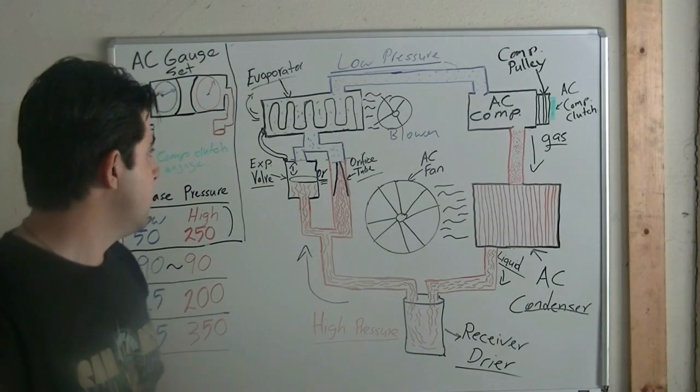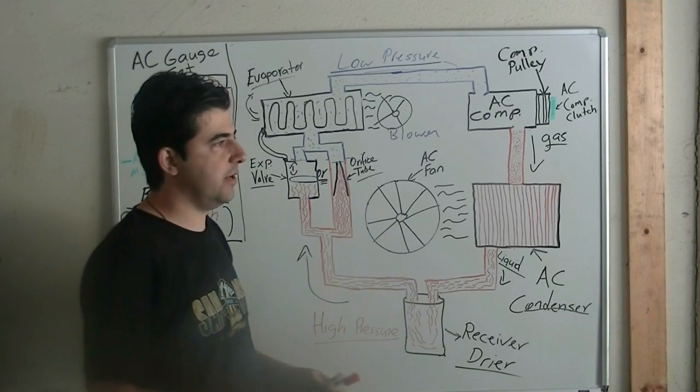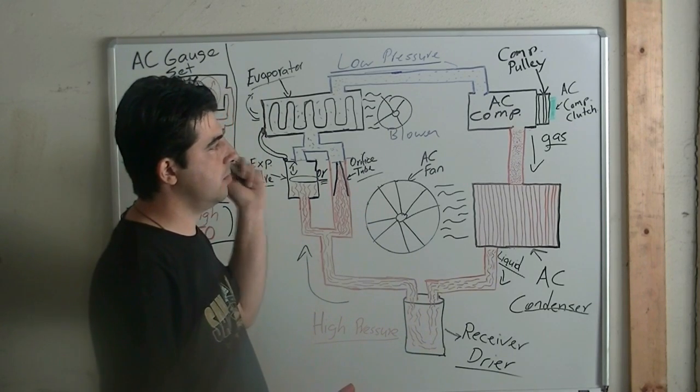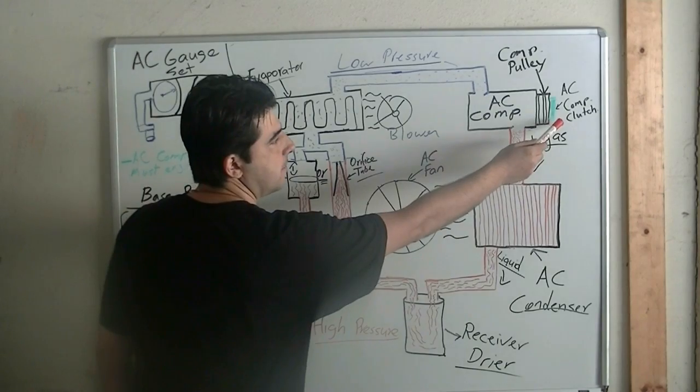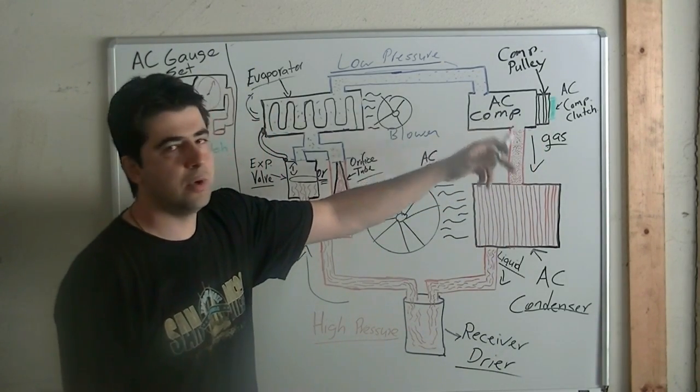But one thing to be said is that in order for those numbers on your AC gauge set to mean anything, your AC compressor clutch must engage. And if it's not engaging, again, it's due to low freon in the system.